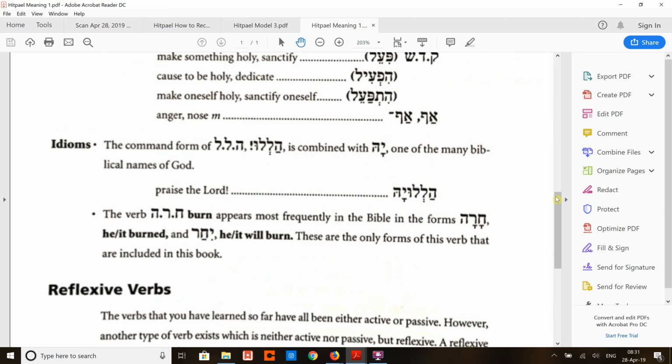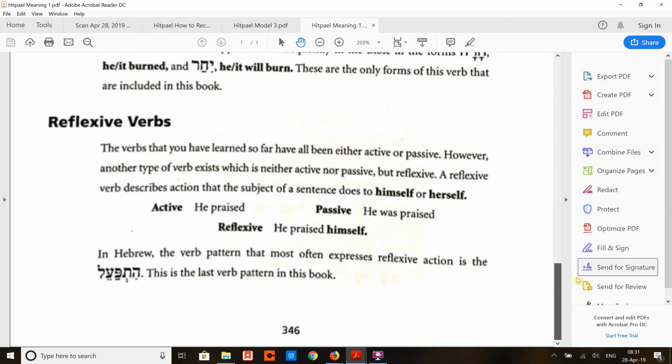What kind of meaning is assigned to the verb as a result? The verbs that you have learned so far have either been active or passive, right? We just looked at the nifal, and it's primarily a passive kind of form. However, another type of verb exists which is neither active nor passive, but reflexive. So just think about this verb: reflexive.